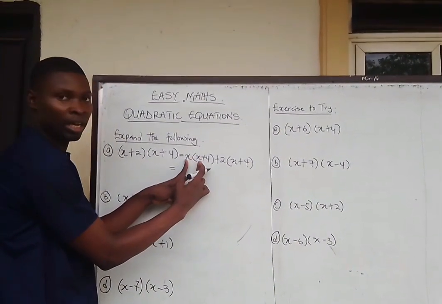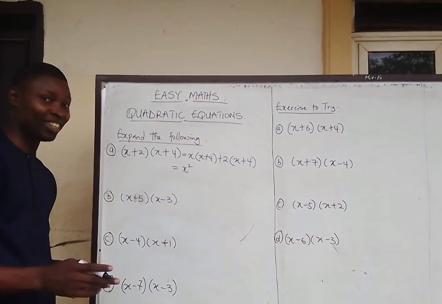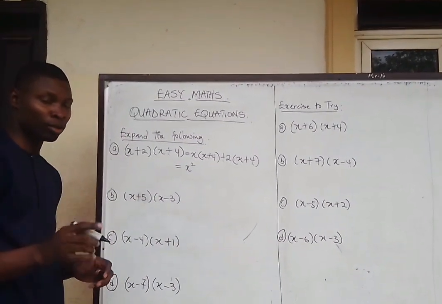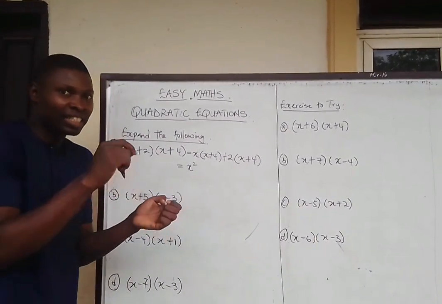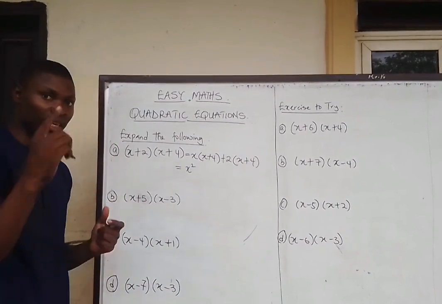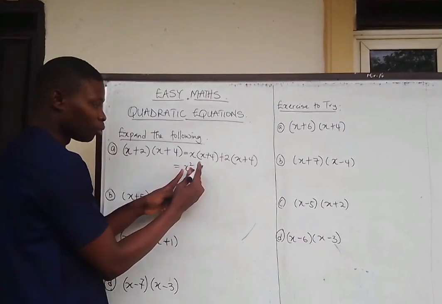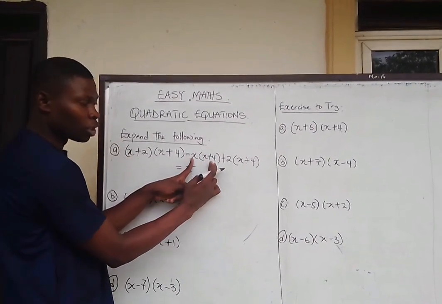x times x will end up giving us x squared. I heard somebody say 2x. It is not. x plus x will give us 2x, but x times x will end up giving us x squared. Please, let's take note of that. So this multiplies this to give us x squared, but it's still going to multiply 4.